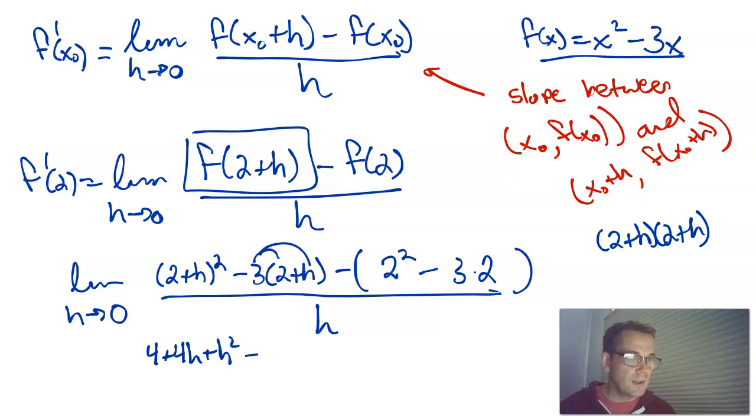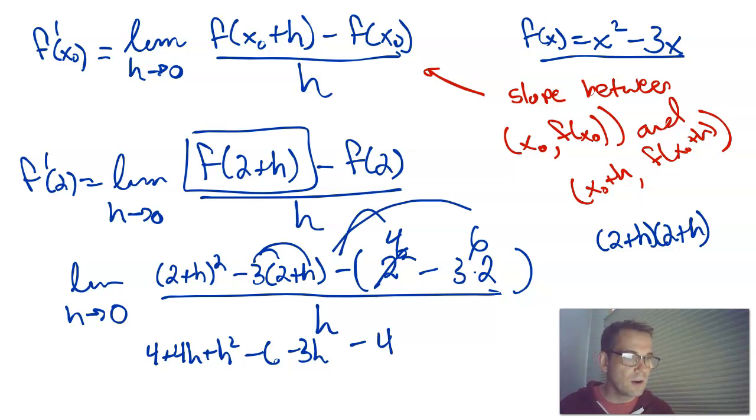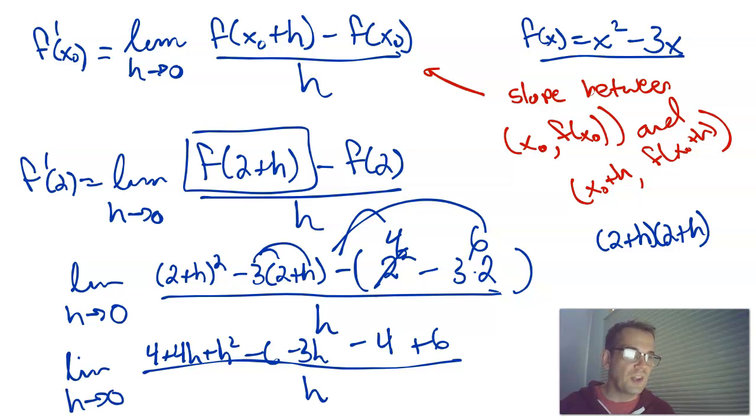This would become negative 6 minus 3h. This would become negative 4 and this is a 6, but I'm actually not going to combine them. So I'll get a negative 4 and a positive 6. That whole thing is all over h, and I want the limit as h goes to 0. Now you'll notice I didn't really simplify this stuff down, and the reason why is because it's easier for me to see what cancels. Like this 4 and this negative 4, they cancel each other out. This 6 and this negative 6, they cancel.